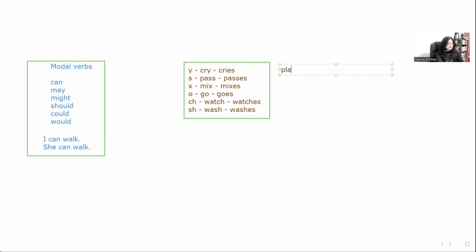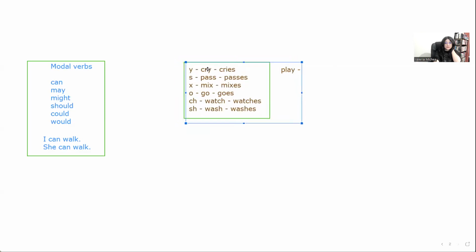What is the exception? The verbs like play. I just told you that you have to drop the Y when you are talking about verbs that end in Y. Nonetheless, there is an exception. When I have verbs like play, I'm not going to drop the Y, and I'm just going to add an S at the end of the verb. So I play, she plays.